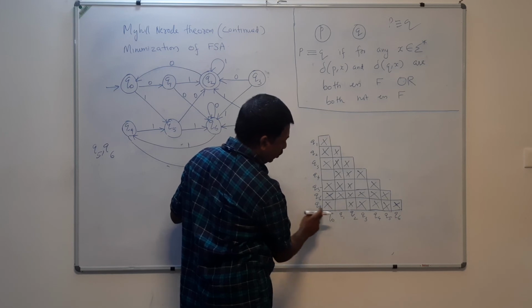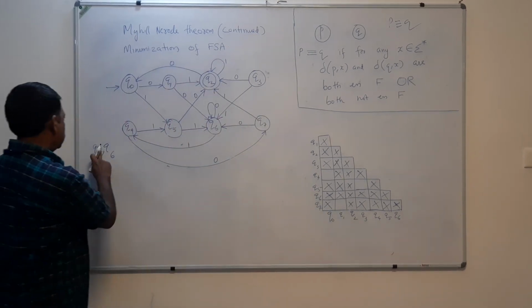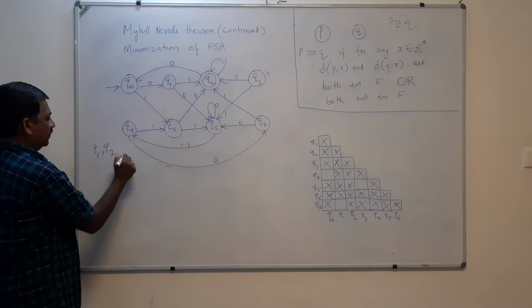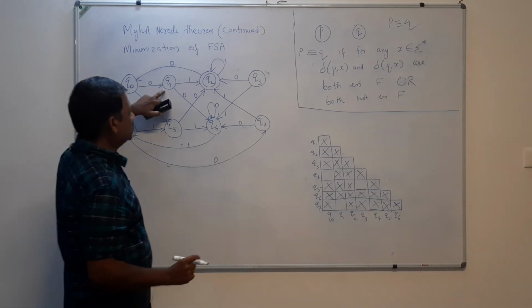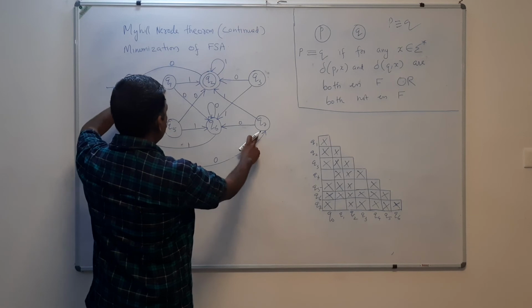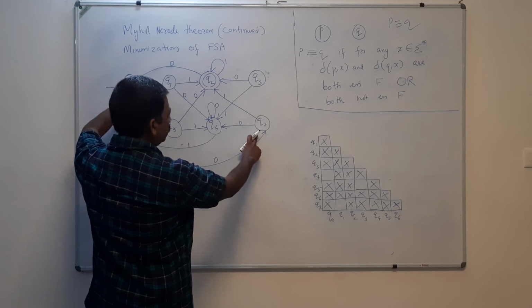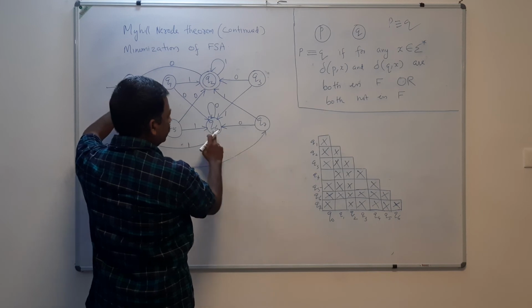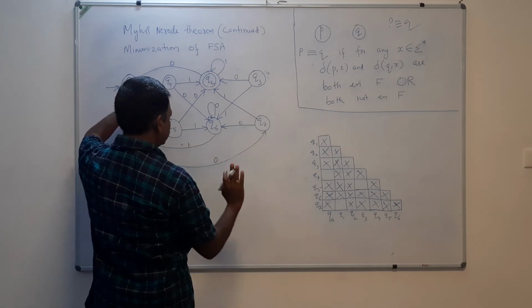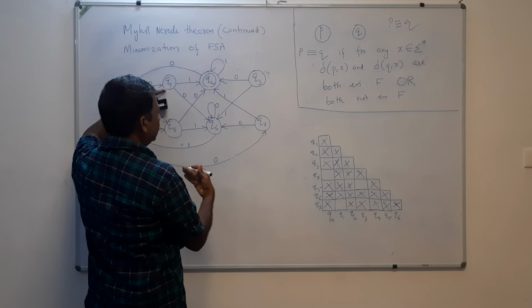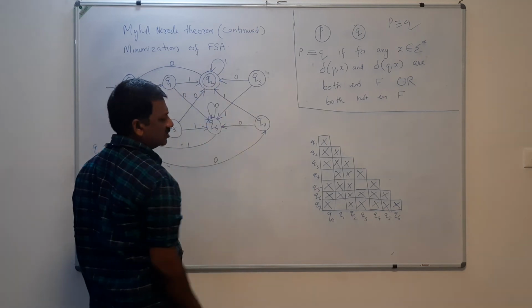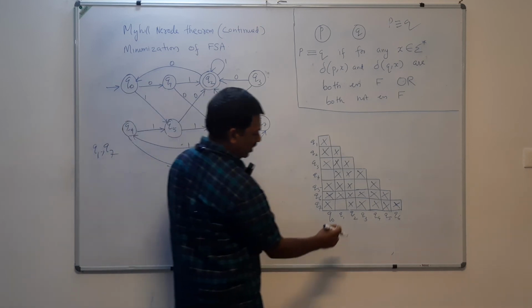Okay. What about Q1 and Q7? Testing again. Q1 and Q7, on applying 0, Q1 on 0 is Q6 and Q7 on 0 is Q6. That means both go to the same state. We are trying the other input. Q1 on 1 it is Q2, Q7 on 1 it is Q2. That means it is not distinguishable.